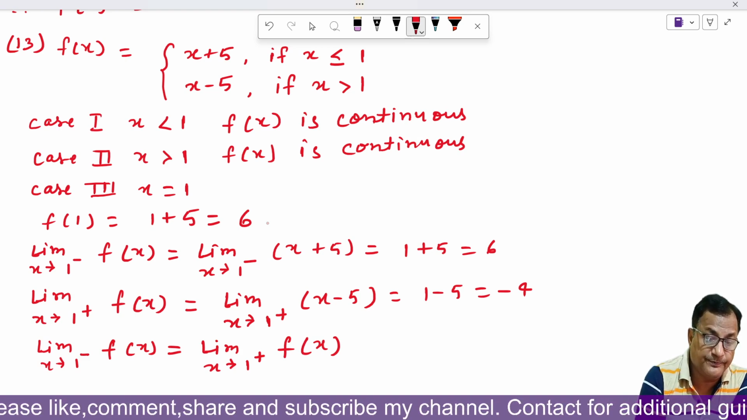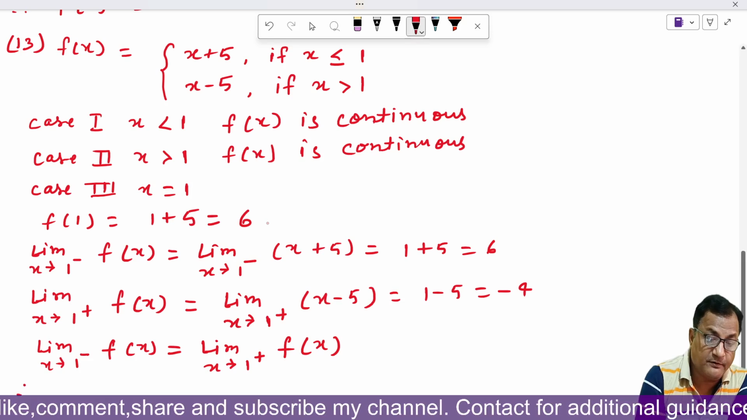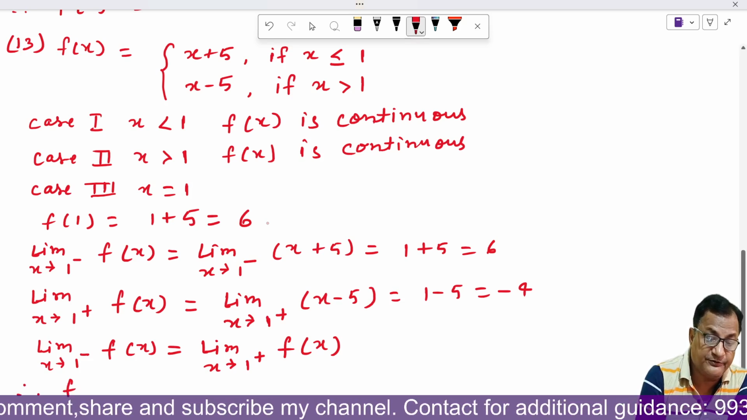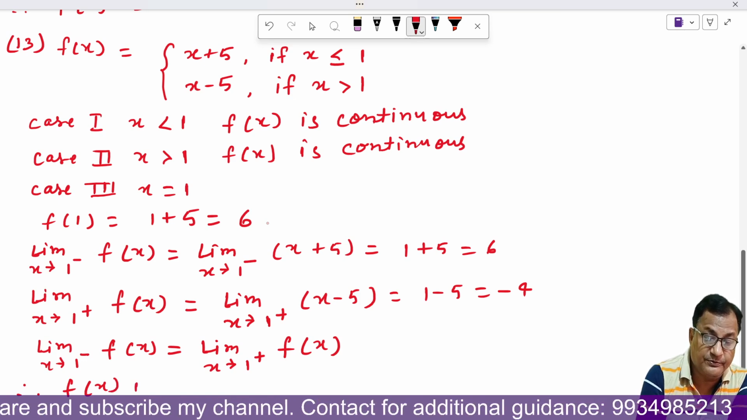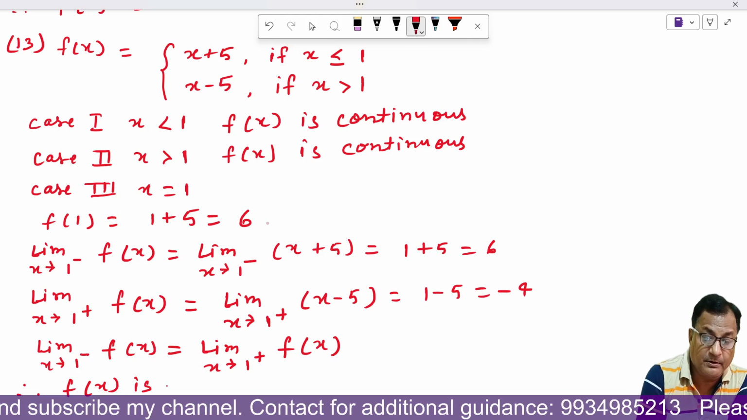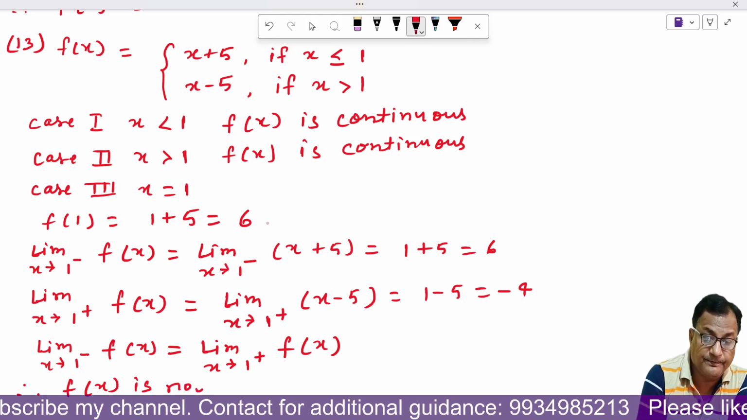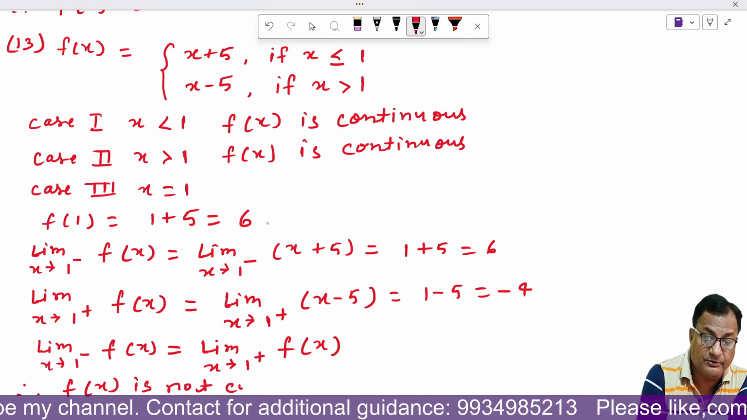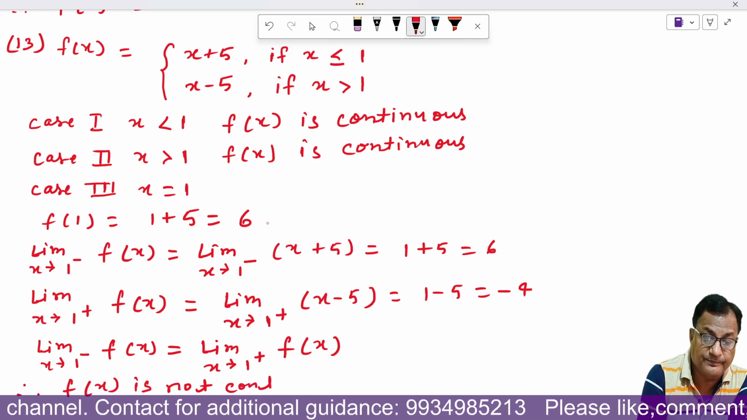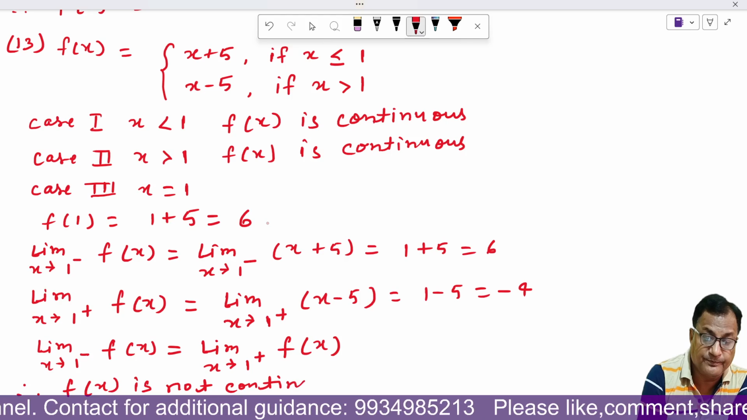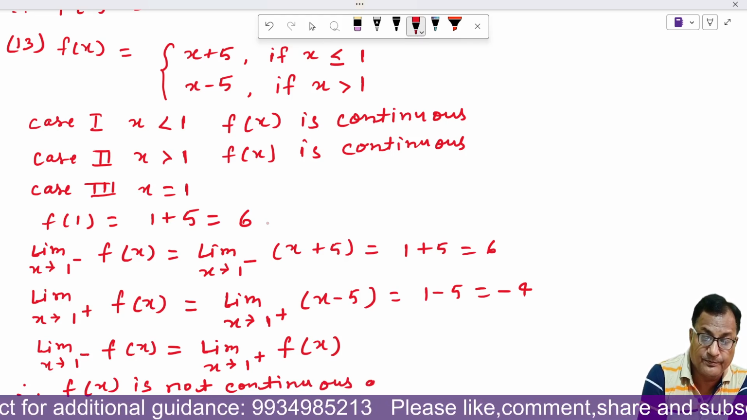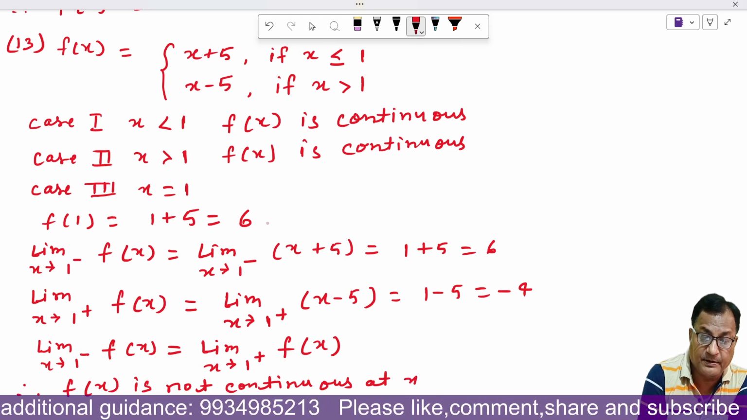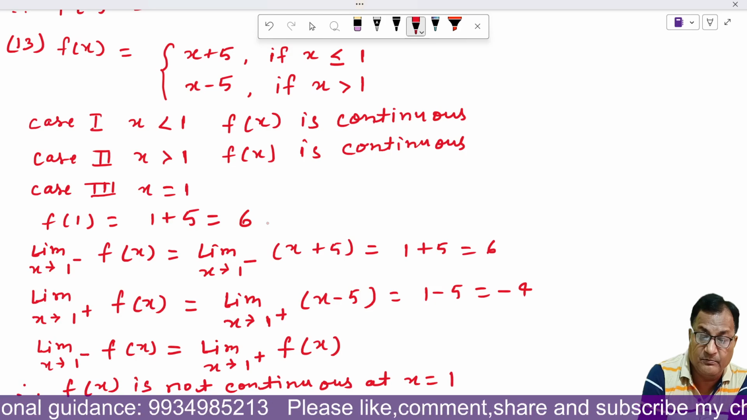So therefore f(x) is not continuous at x is equal to 1.